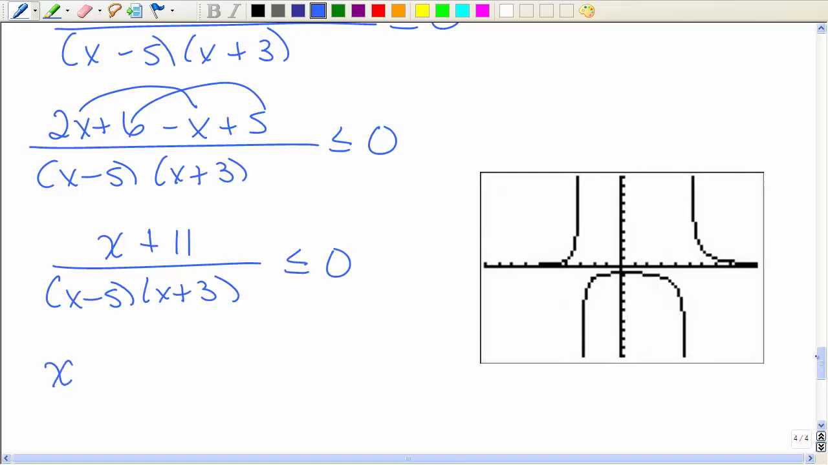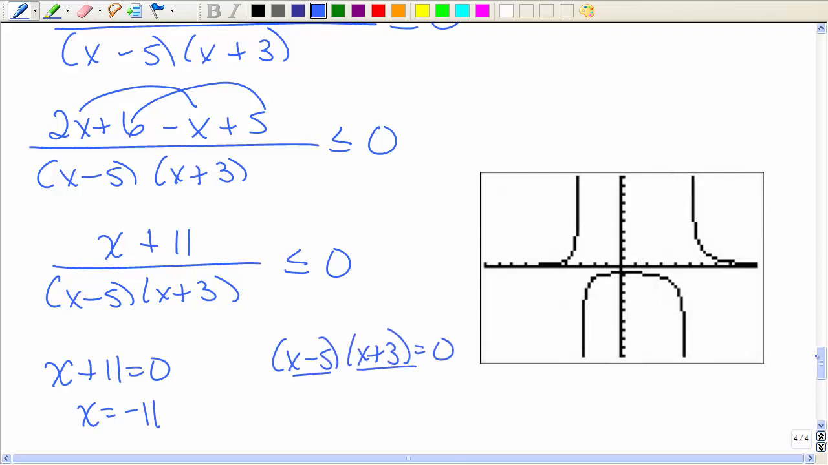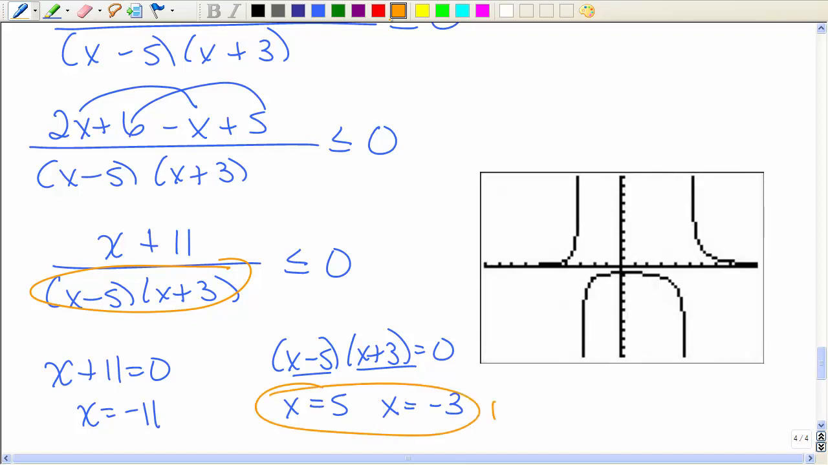Okay, so setting the numerator equal to 0 and solving for x, setting the denominator equal to 0. And this time we have two factors, so we set each factor equal to 0 and solve, so I get x equals 5 and x equals negative 3. Again, that's from the denominator, so those are asymptotes. And again, look at this graph, and you can kind of know that your algebra is correct if it matches the picture I'm giving you.